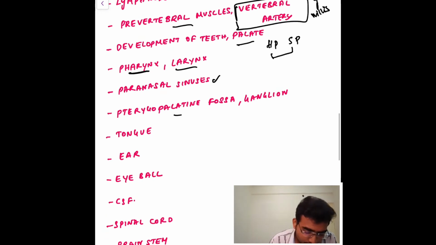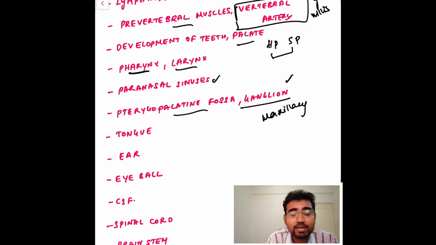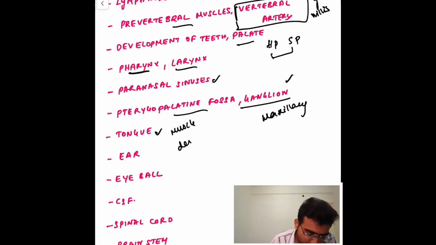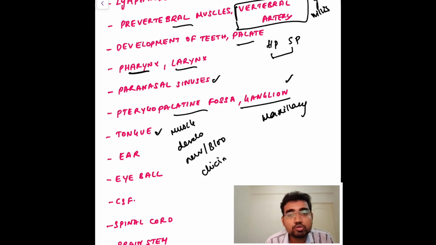So the pterygopalatine fossa and the pterygopalatine ganglion: the pterygopalatine fossa is where your maxillary nerve enters. So you should be aware of the pterygopalatine fossa and ganglion, what actually it is. And the tongue: what are the muscles of the tongue, the development of the tongue, the nerve supply, blood supply, as well as the clinical aspect of the tongue. The tongue is also very important.